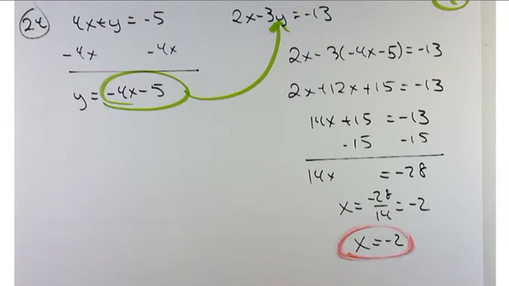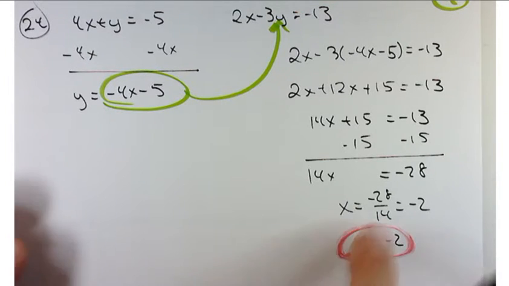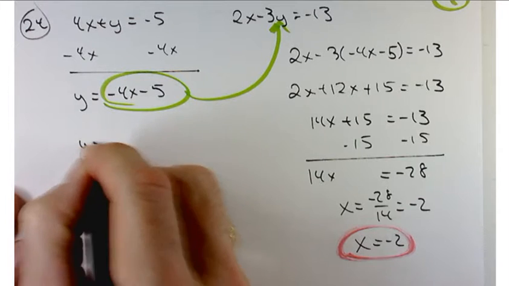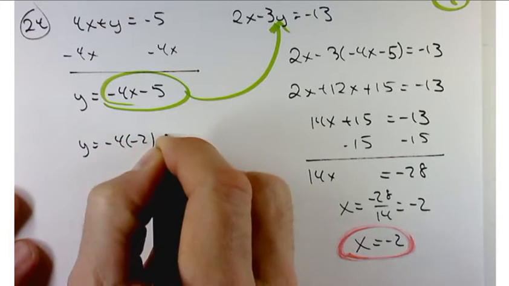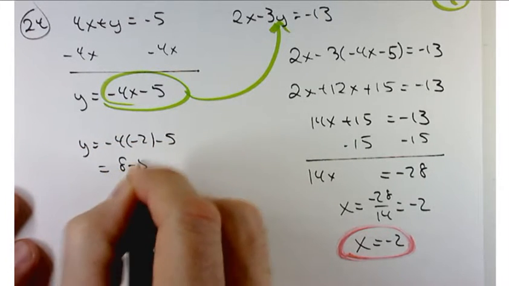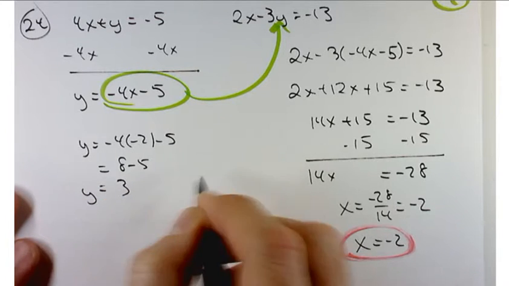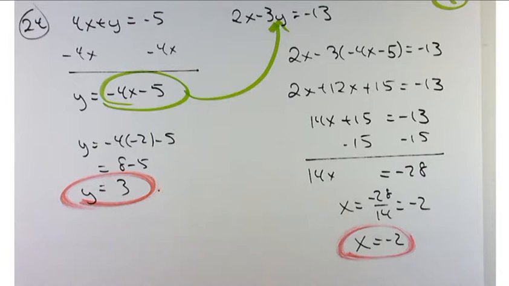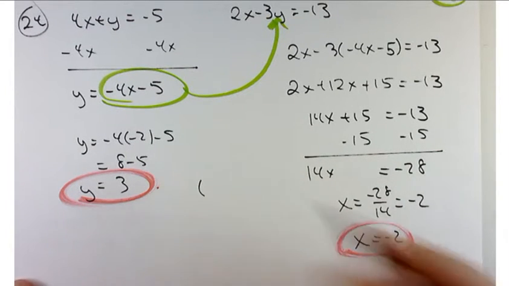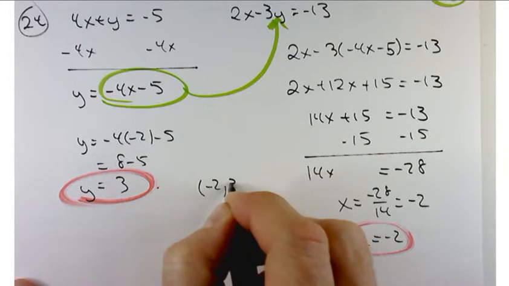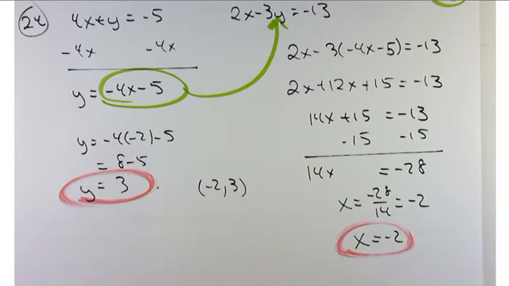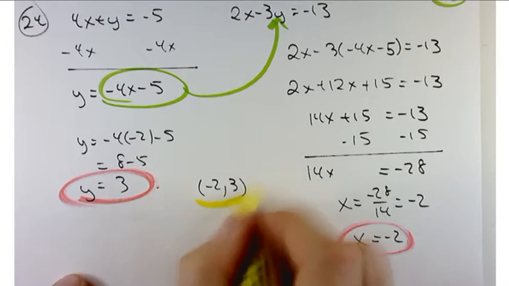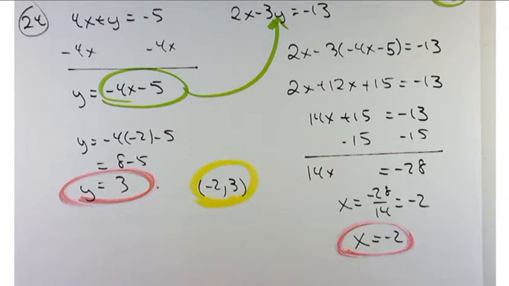What am I going to do to figure out what y is? Good. -4 times -2 minus 5 is 8 minus 5, which is 3. So here, what you'd find in the back of the book or on WebAssign would be something like this: -2 and 3.